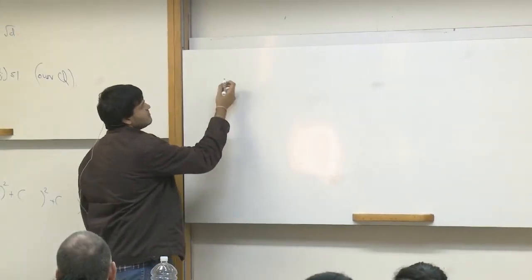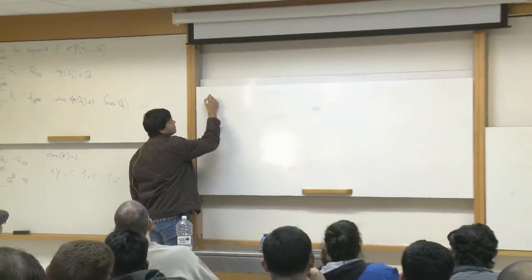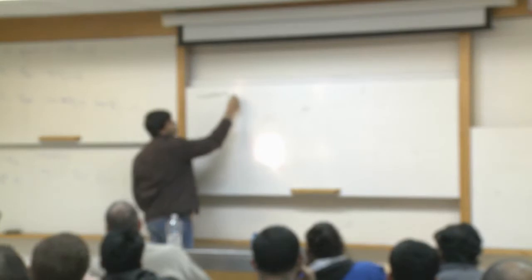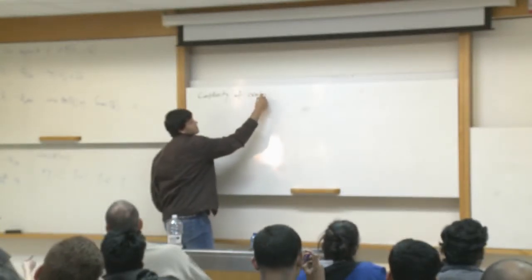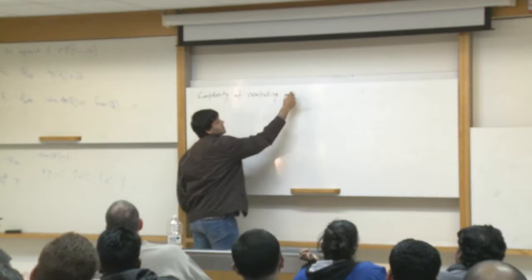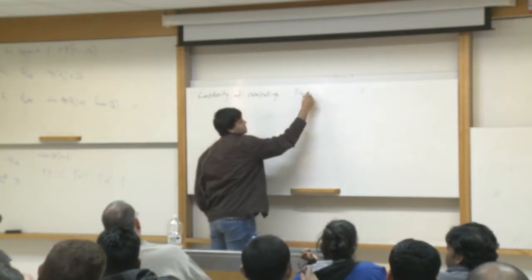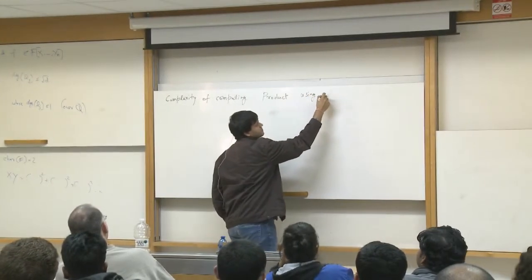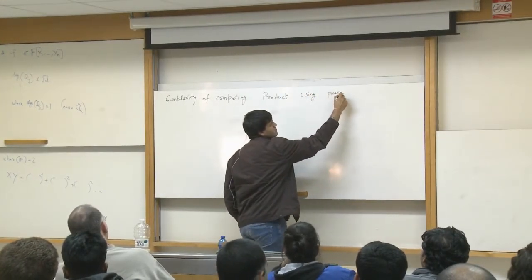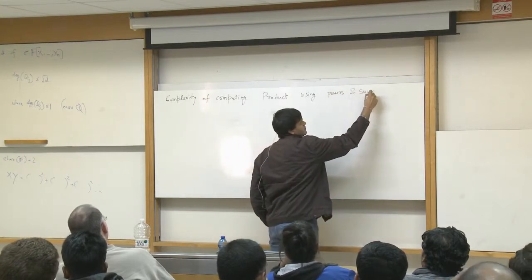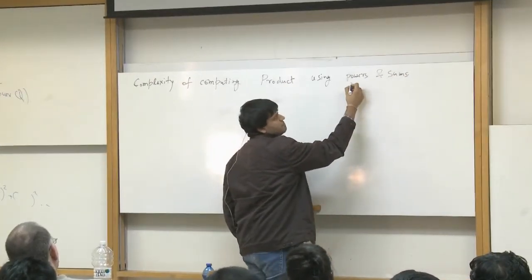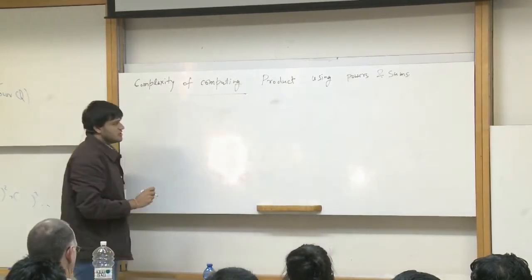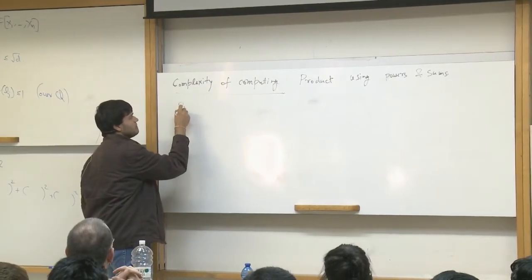So here one asks the question of what is the complexity of computing a product using only powers and sums. So I will represent a power. So in this model of computation, this model of computation is what is called a powering circuit.